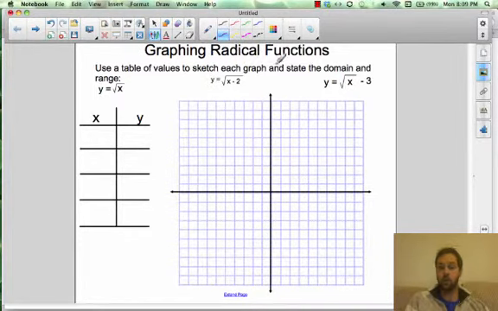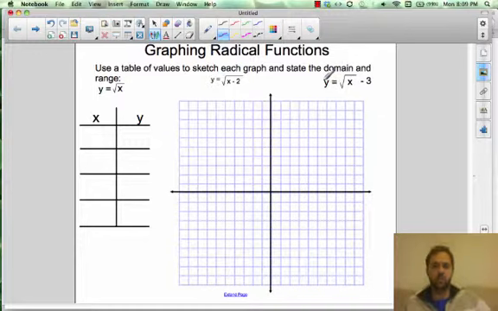Today we're going to look at graphing radical functions. So the first thing we're going to do is practice graphing radical functions using a simple table of values. Use a table of values to sketch each graph, and then we're going to state the domain and range of each one of these functions.